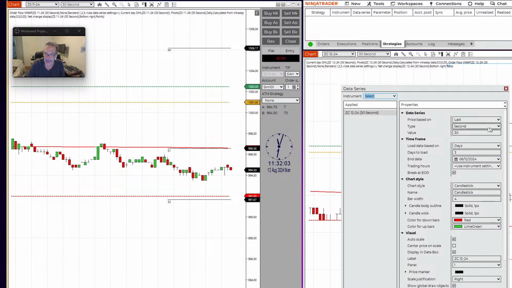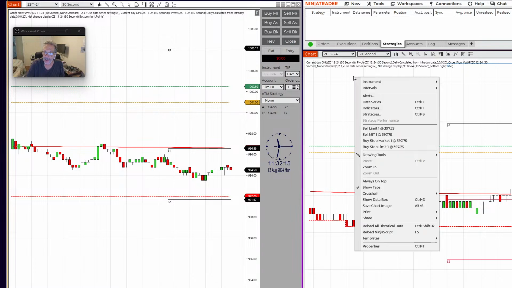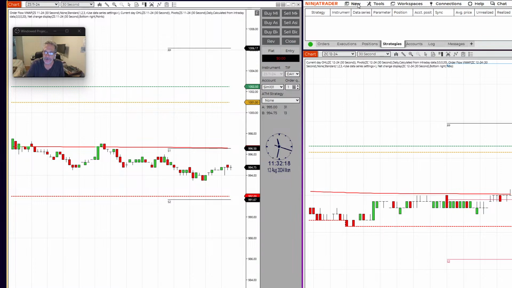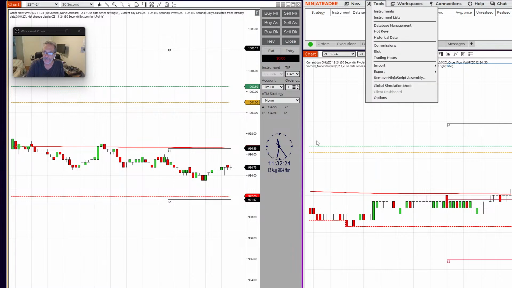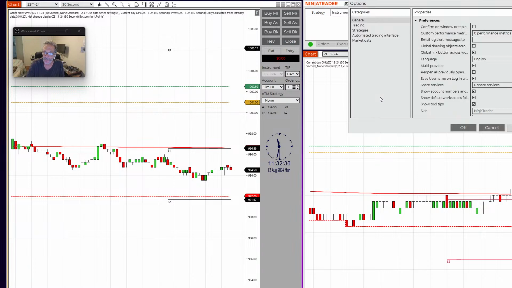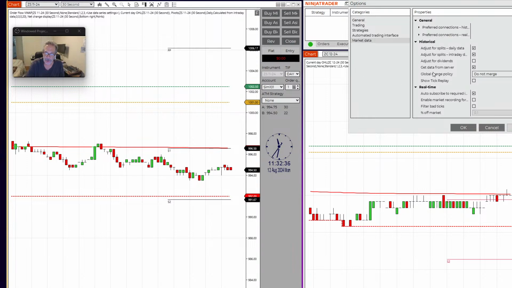Oh, if you have a big line up, okay, I know how to fix that for you. It's because your data is not set the way we need it set. Go to new. Let me just see if I remember how to do this. Go to tools, Mauricio. Go to tools, go to options, go to market data, and global merge policy. Just put it on do not merge, and it'll get rid of that line, that out of control candle.